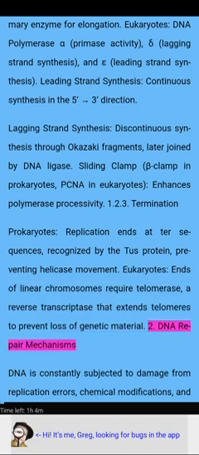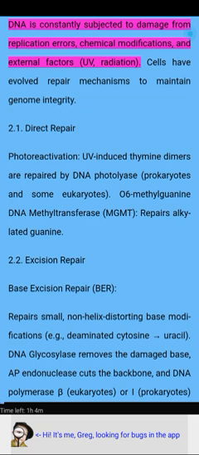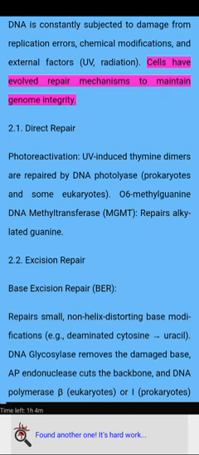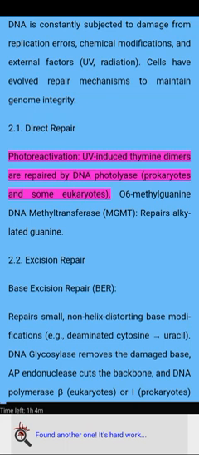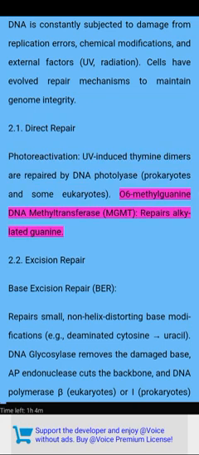2. DNA repair mechanisms. DNA is constantly subjected to damage from replication errors, chemical modifications, and external factors such as UV and radiation. Cells have evolved repair mechanisms to maintain genome integrity. 2.1. Direct repair. Photoreactivation: UV-induced thymine dimers are repaired by DNA photolyase in prokaryotes and some eukaryotes. O6-methylguanine DNA methyltransferase, MGMT, repairs alkylated guanine.